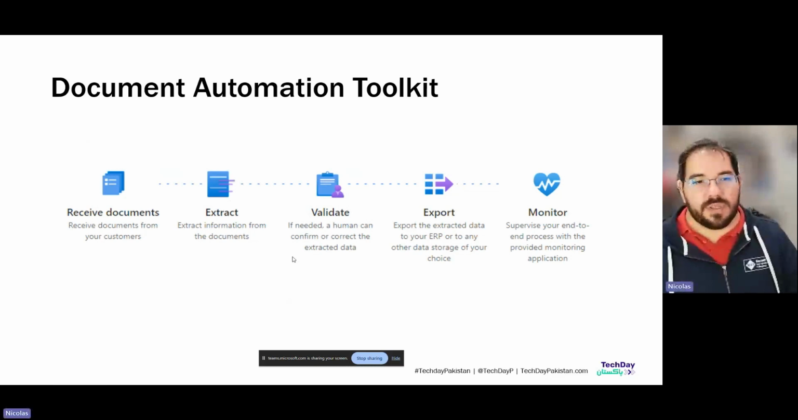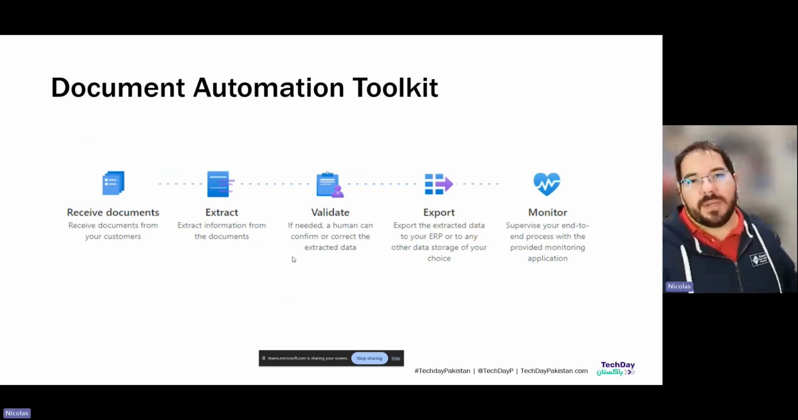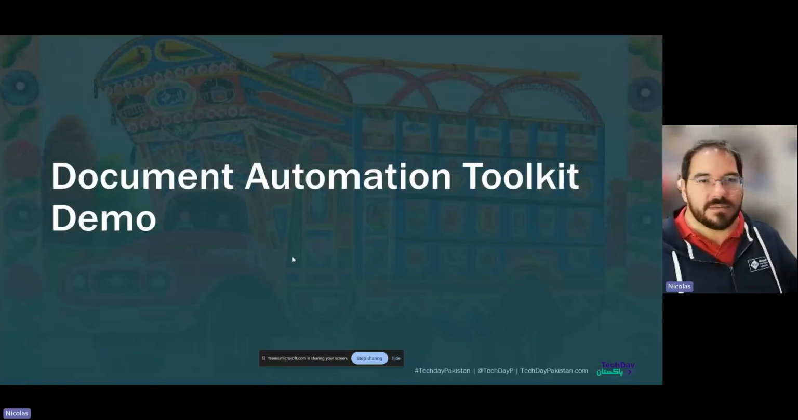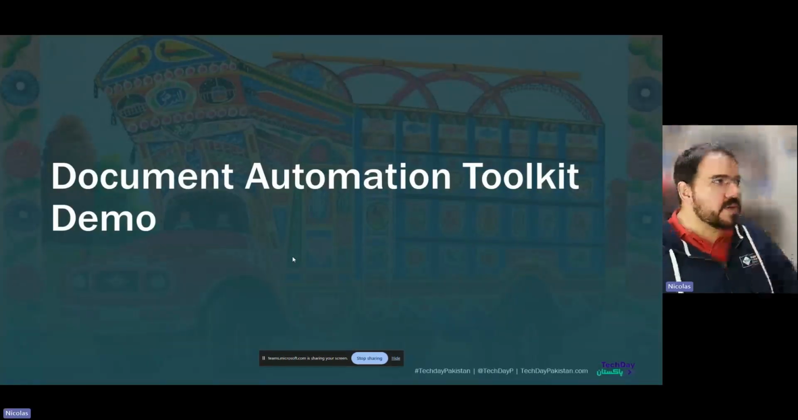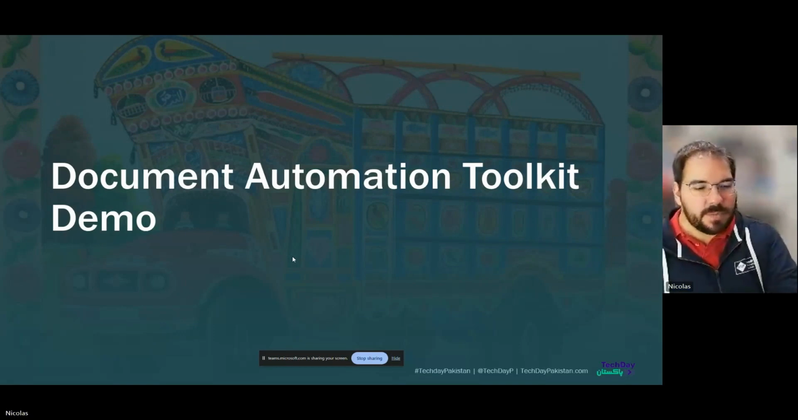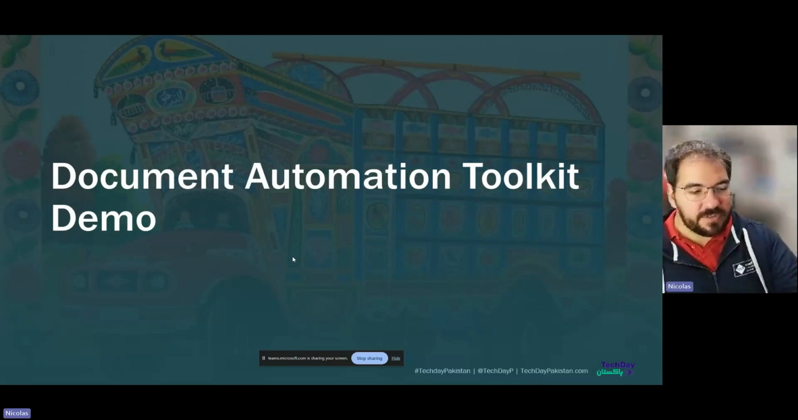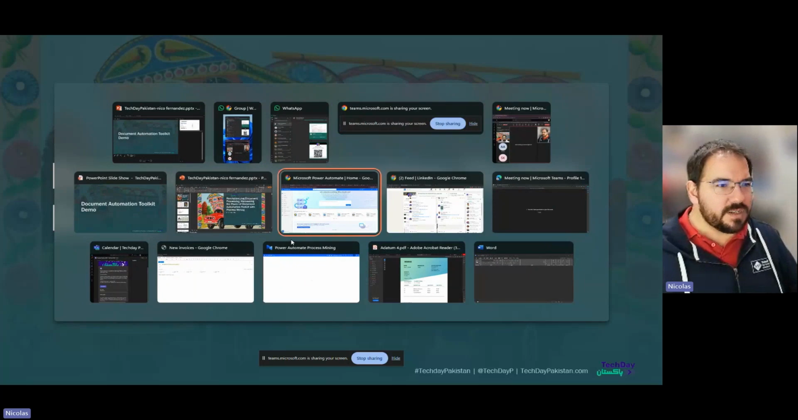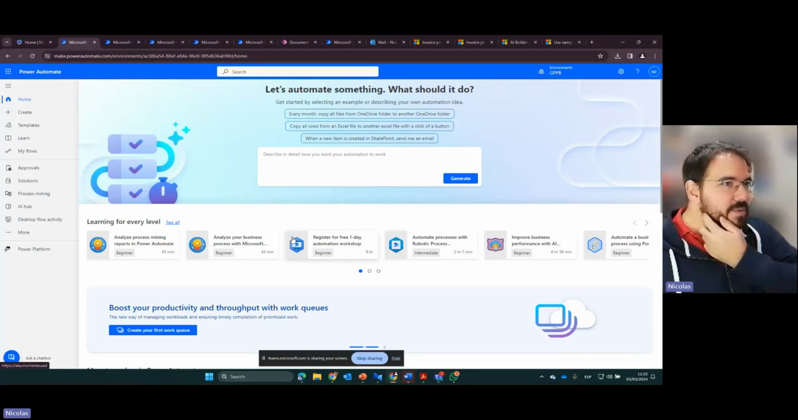And of course, you should monitor this. You should supervise what is happening. So if you identify something that could be improved, you can do that. And then you can imagine that's where we're going to be targeting to use process mining. So that's a quick intro of what the document automation toolkit is. If it is the first time you see it, hopefully it will make sense. So I'm going to switch now to the demo, the first demo of the day.